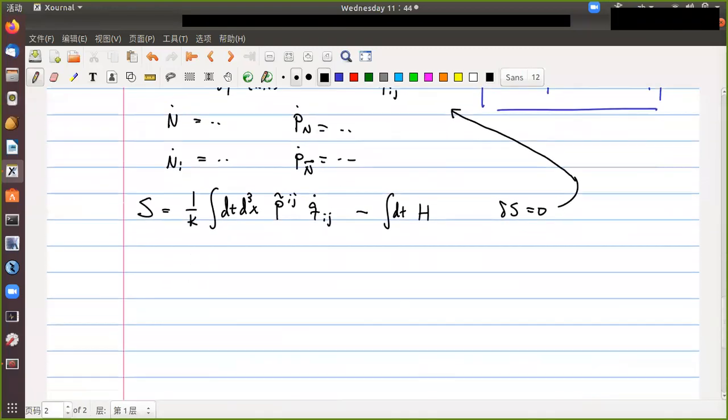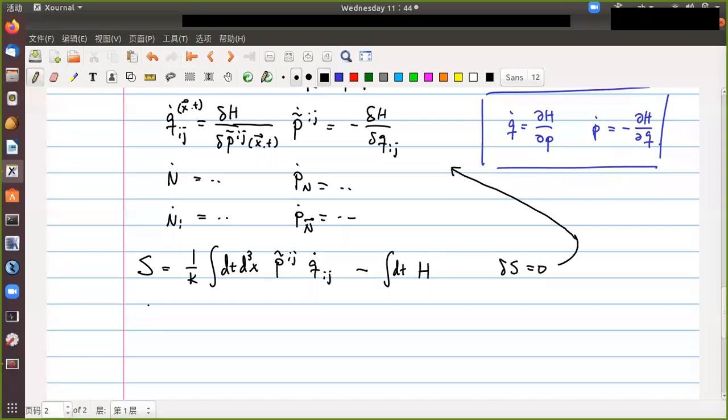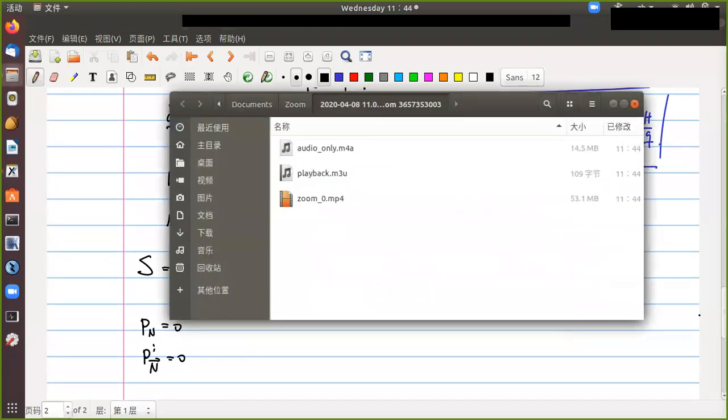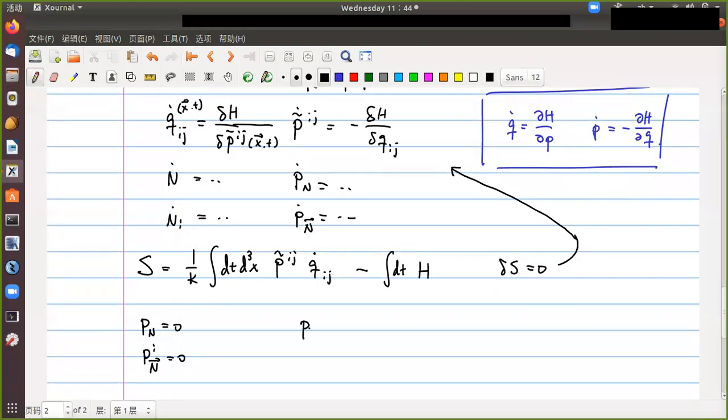Let me write down the constraints again: Pn equals 0 and Pn vector i equals 0. They are both 0. So the time evolution of Pn, which is Pn dot, equals Pn with the Poisson bracket with the Hamiltonian. This can be easily computed. It is just minus delta H over delta N. This has to be 0.